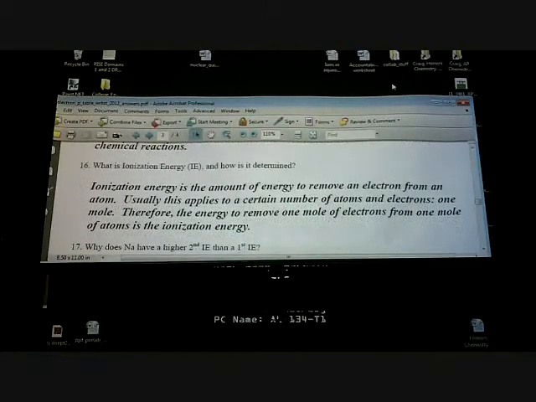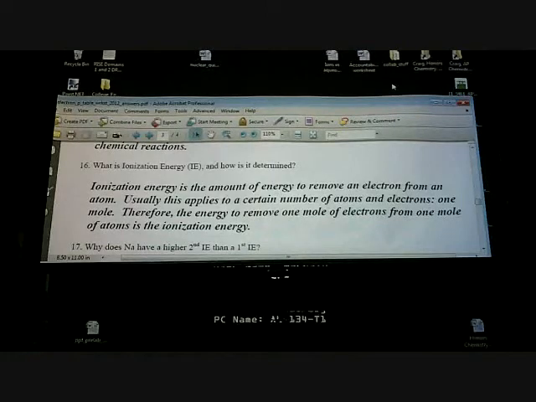All right, number 17. Why does sodium have a higher second ionization energy than the first? Because it's first in the column. Go on. The second one, we're pulling electrons from the core. Shane, where's the first electron coming from? The valence electron. Very nice.